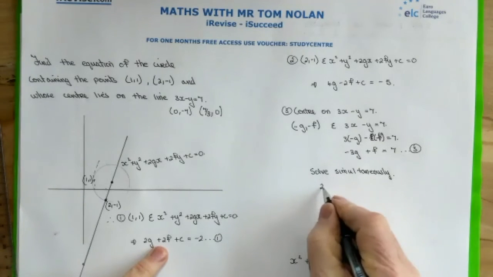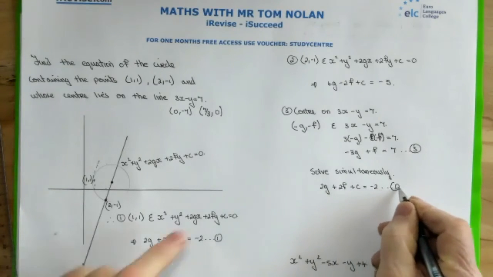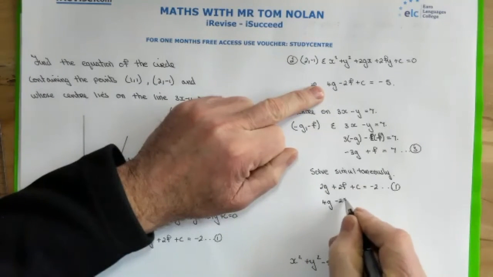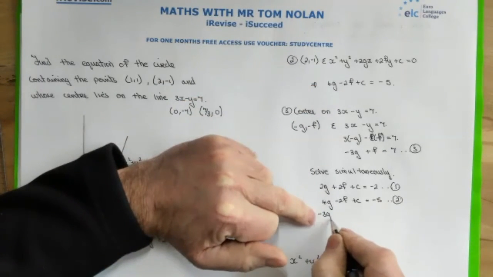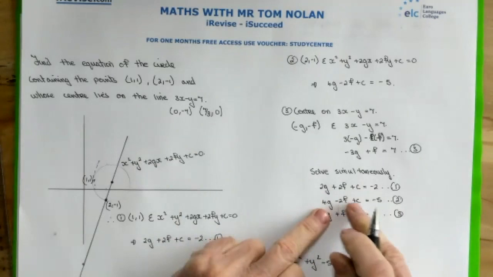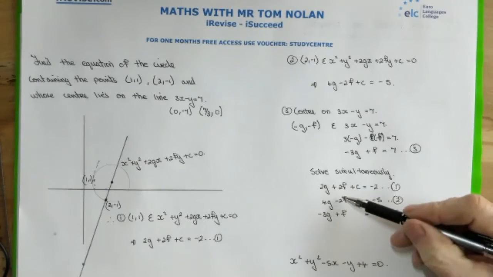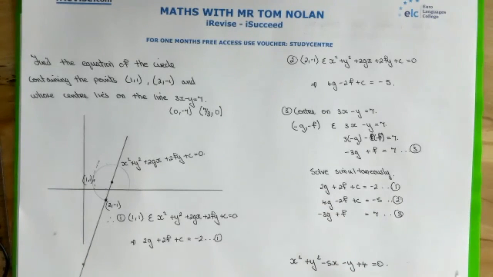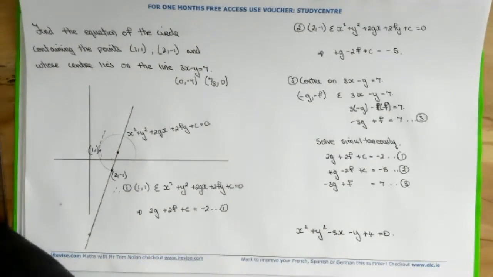I have to solve 2g plus 2f plus c equal to -2, 4g minus 2f plus c equal to -5, and -3g plus f equal to 7. That's like xyz, xyz, and xy. So I'd eliminate c here. I get an equation in g and f. And then that equation with this one will allow me to solve g and f. And then the circle I will get in the end is x squared plus y squared minus 5x minus y plus 4 equal to 0.